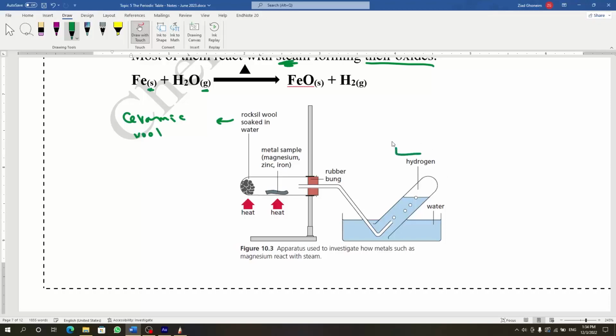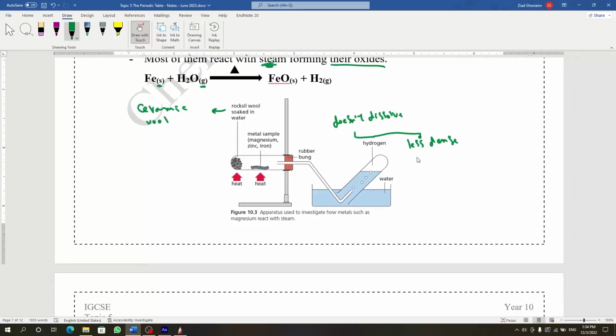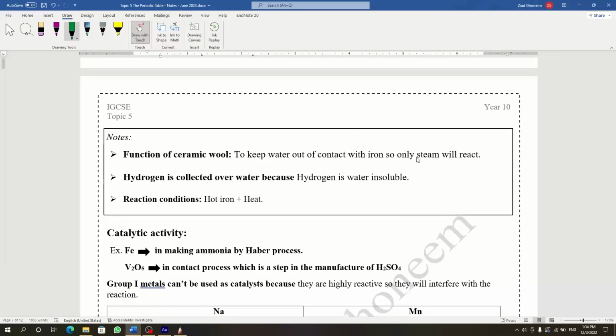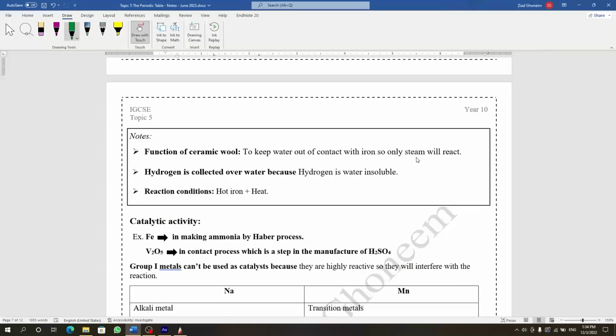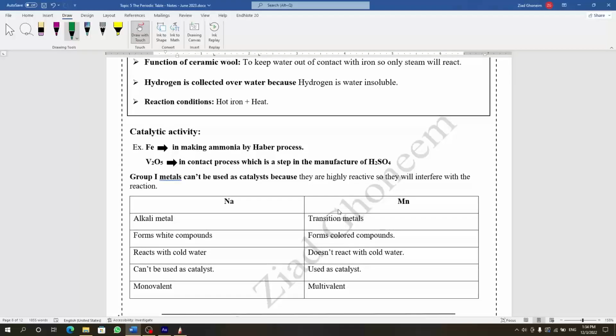Hydrogen is collected above water because it doesn't dissolve and because its density is less than water, so it can be collected above water. If it was soluble in water, we wouldn't be able to collect it above water, right? The reaction conditions for this reaction is that we need hot iron or whatever transition metal we're using and applying heat, of course. Now to the catalytic activity.